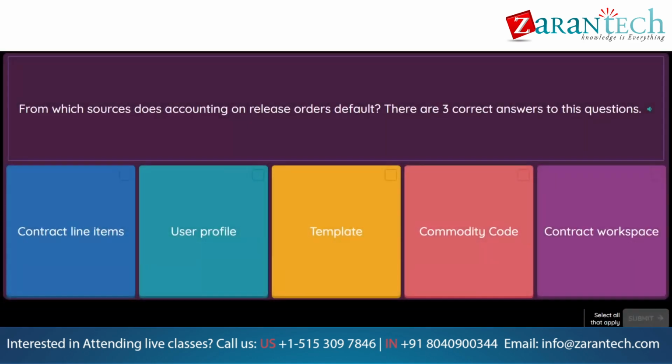Question: from which sources does accounting on release orders default? There are three correct answers to this question. Option 1, contract line items. Option 2, user profile. Option 3, template. Option 4, commodity code. Option 5, contract workspace.